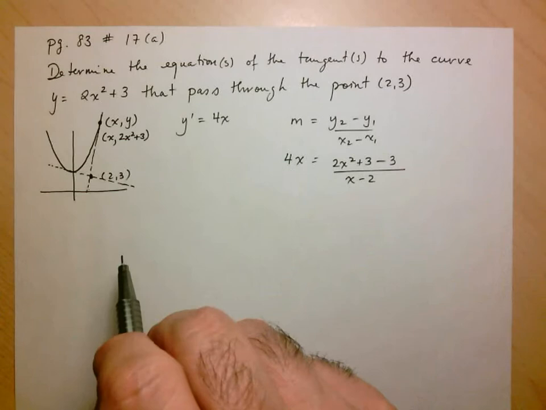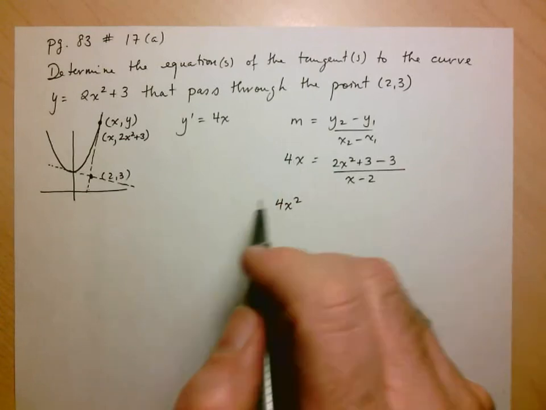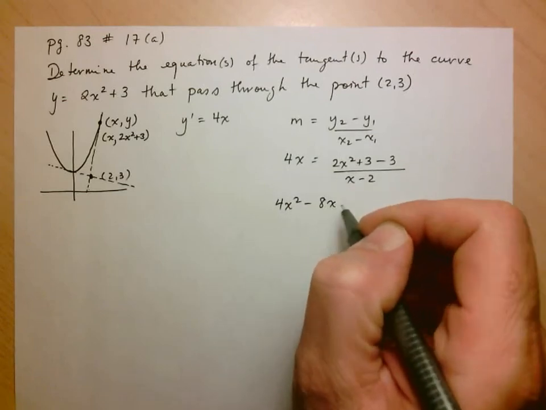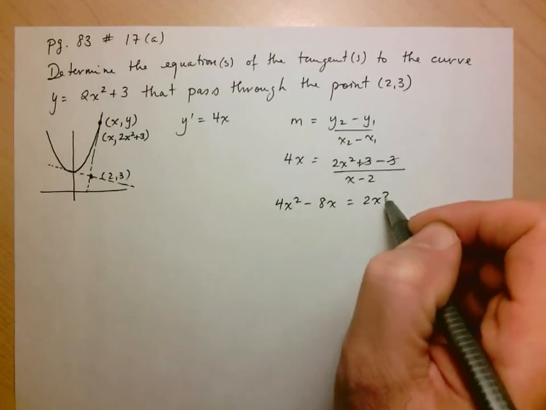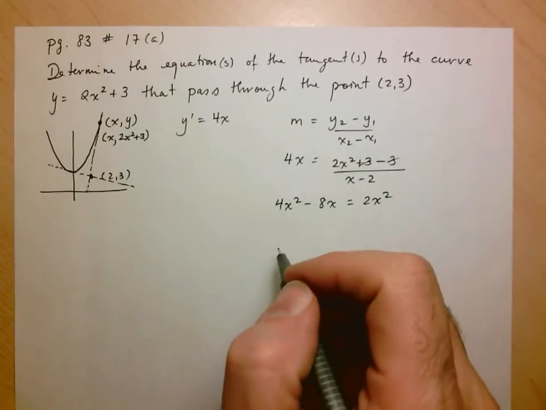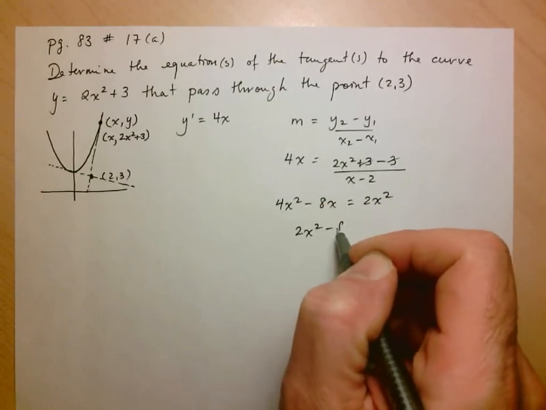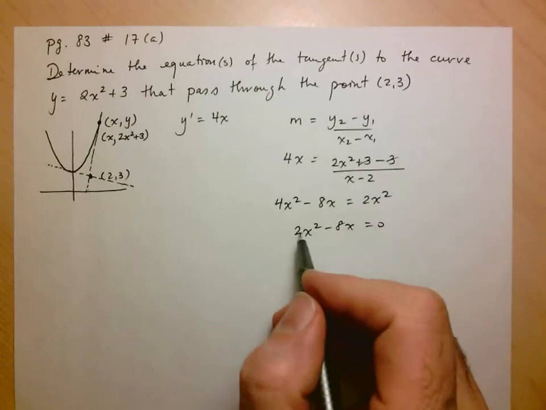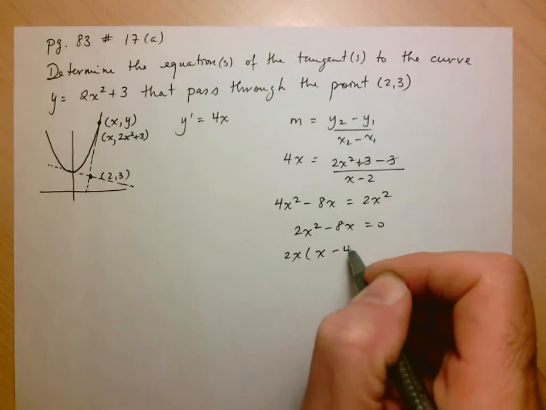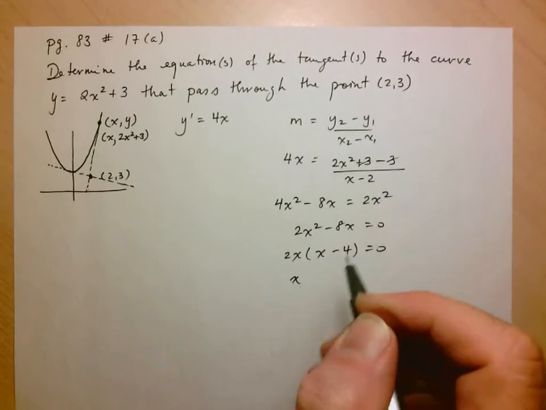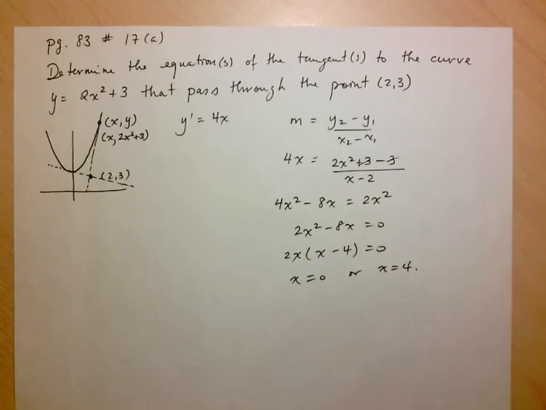I'll multiply the x minus 2 to the other side, so 4x times x, 4x squared, 4x times negative 2 minus 8x, and on the other side I'm just left with, well, these things cancel out, I'm just left with 2x squared. Okay, bring that to the other side, so what do we have? We have 4x squared minus 2x squared, so 2x squared minus 8x equals 0, and let's factor out the 2x. So I'm just left with x minus 4. So it looks like my x values are x equals 0 or x equals 4.